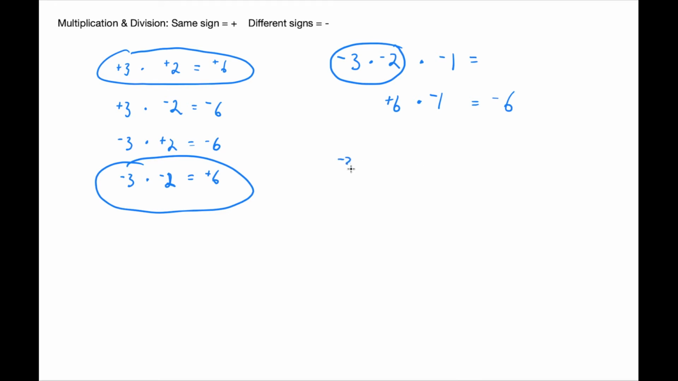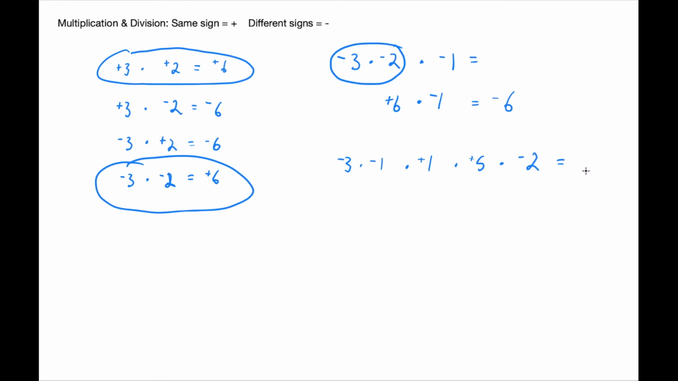Let's do negative 3 times negative 1 times positive 1 times positive 5 times negative 2. Okay, so here's the deal. I can tell already this is going to be a negative number. How can I tell? Because I have a pair here that's going to be positive. They'll cancel each other out. So that'll be a positive times a positive, same sign, times a positive, same sign, times a negative, different sign. It's going to be a negative answer.